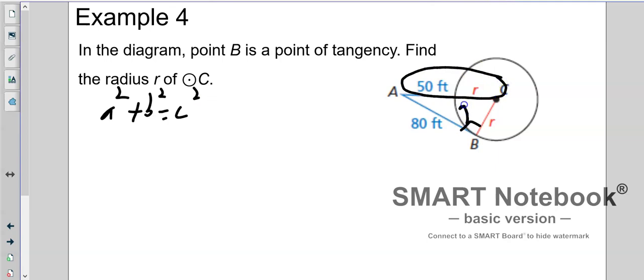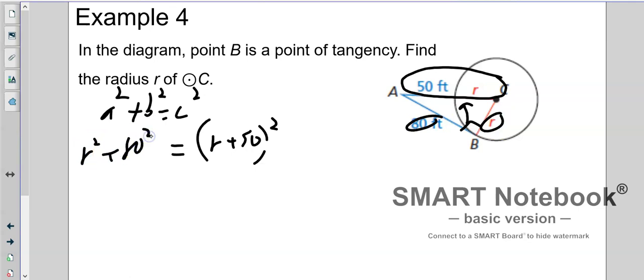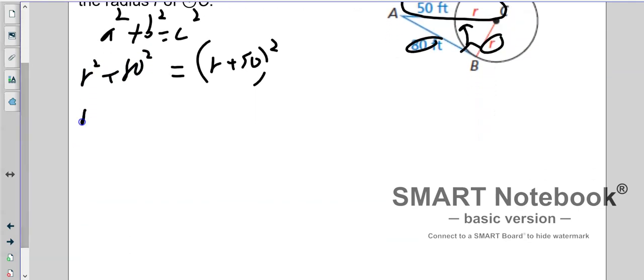So this right here is my hypotenuse. Okay? We don't know what R is. So my hypotenuse is R plus 50. Actually, sorry, I'm going to write R plus 50 for what we're doing next. All right? That is the hypotenuse. Now, there's my A and there's my B. So it's just R squared plus 80 squared. All right? So that's just R squared. 80 squared is 6,400.